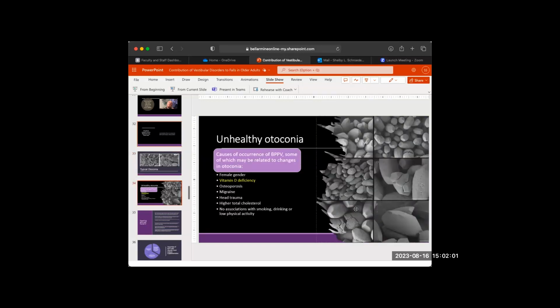And these pictures here are fragmented otoconia from people who are more at risk of BPPV because they likely have a vitamin D deficiency. These other issues listed here on the left can also predispose someone to BPPV: female gender, osteoporosis, migraine, head trauma, high cholesterol. But there's no associations with smoking, drinking, or low physical activity. So if the otoconia are fragmented like this, they're more likely to fall out of place and the person is more likely to get this.